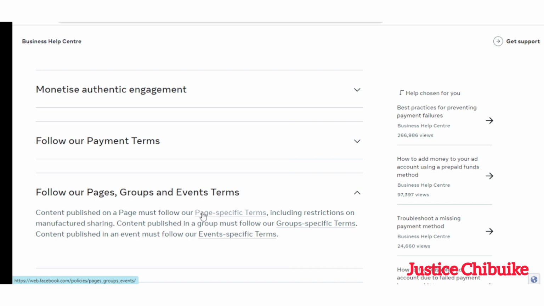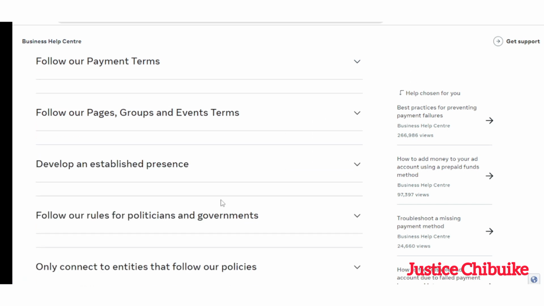If you are monetized, it may likely lead to demonetization of your page, and if you have not been monetized, your page will likely not be monetized. Okay, so following their page, group and event terms is very important if you desire to make money on Facebook. Yeah, they say develop an established presence.